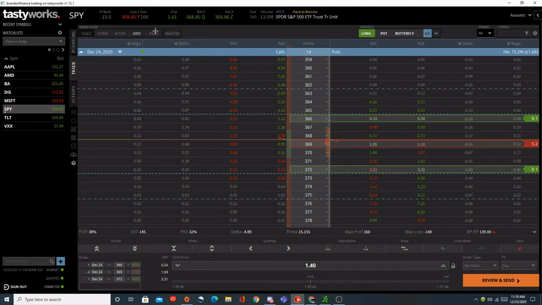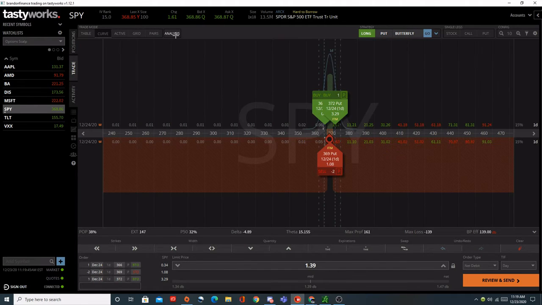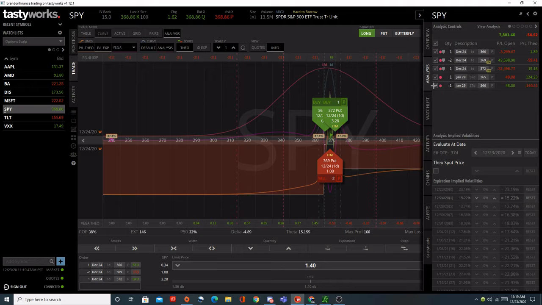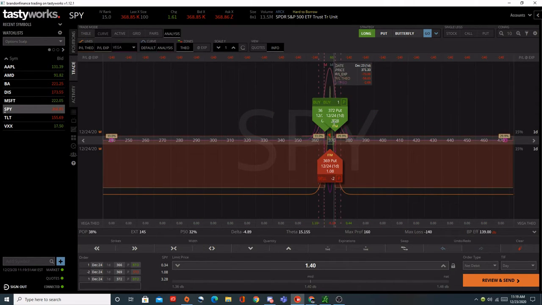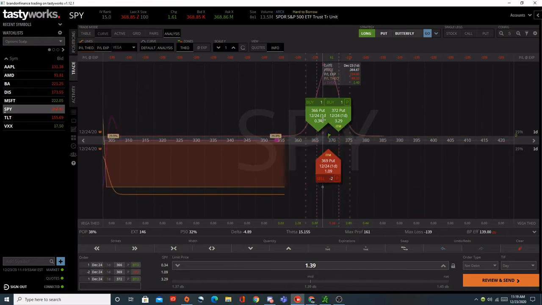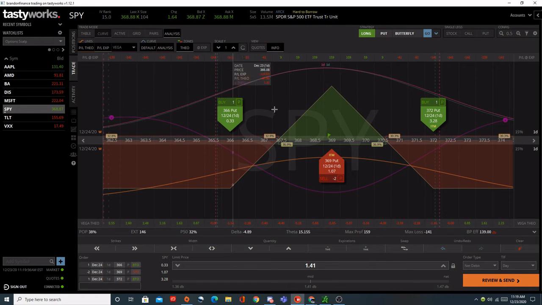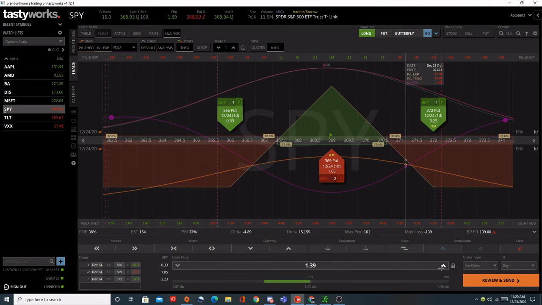And pulling up the analysis tab right here, this is what the P&L would look like. Let me make this a bit bigger. So you can see max loss is 100. It keeps changing here. I could set this at a set price, put that like 139. Max loss will be 139.